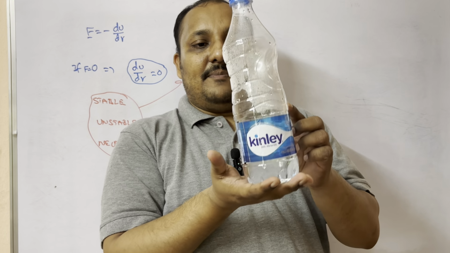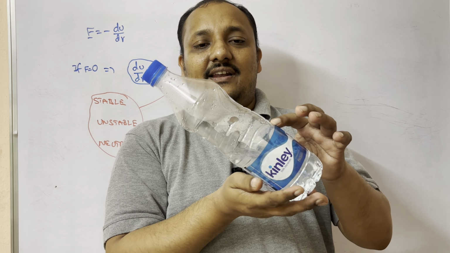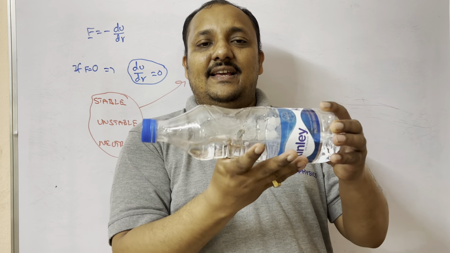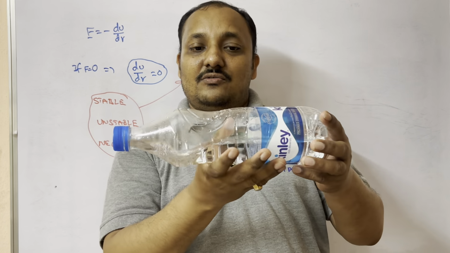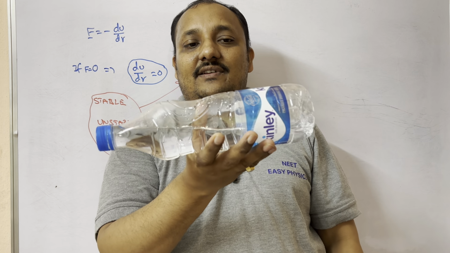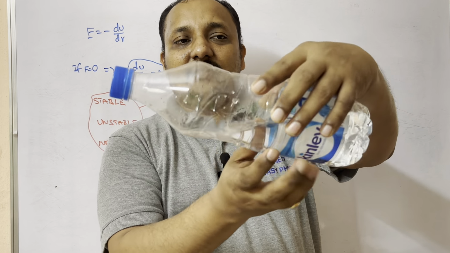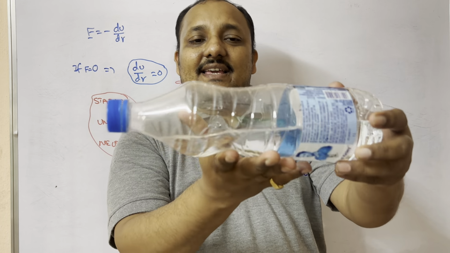Now I apply force, and after leaving the force, it is not able to come upwards. It will be like this, and again it will not come to its original position. This is called unstable equilibrium. After reaching this position, if you apply force in any direction, it will remain like this only. It cannot be shifted. This is called neutral equilibrium.